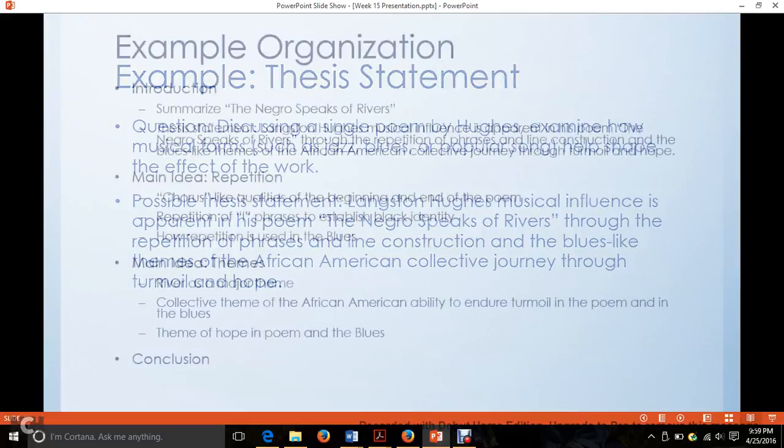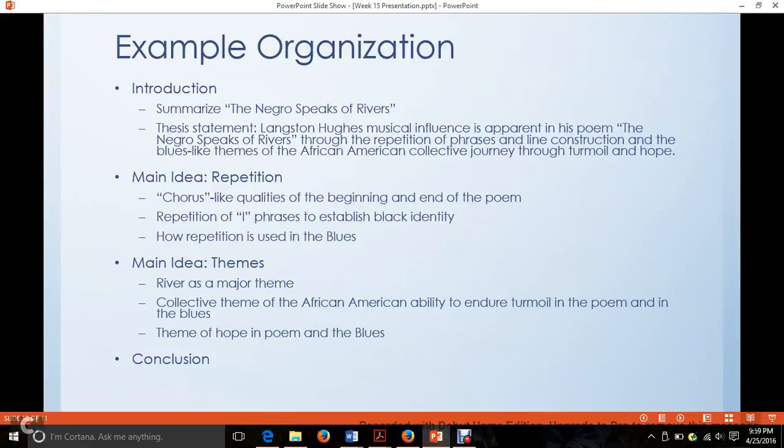So let's look at that construction. This is just an example of real quick organization of a paper. I'll have an introductory paragraph, and in that I'm going to summarize the poem, The Negro Speaks of Rivers, and then I include my thesis statement in that paragraph.